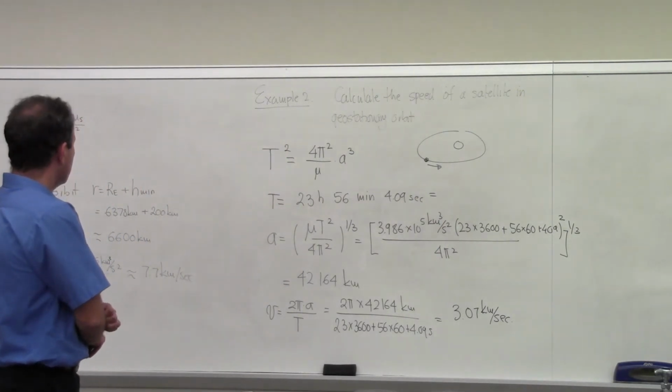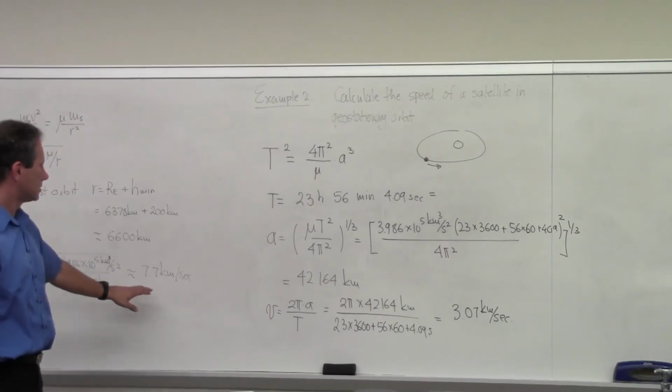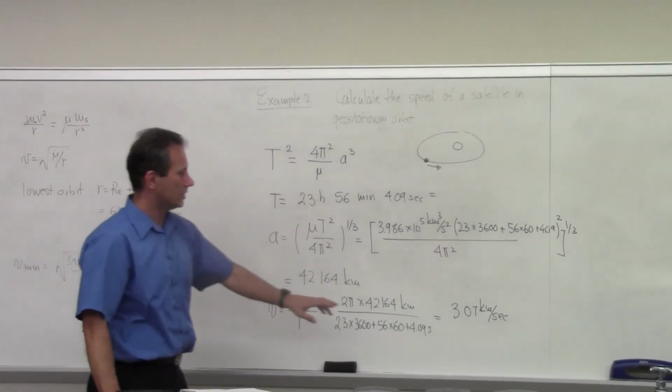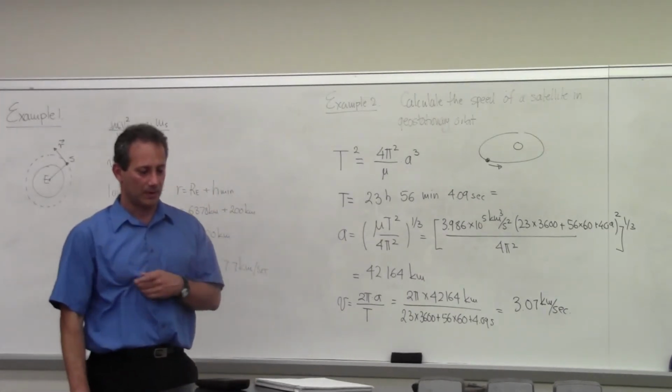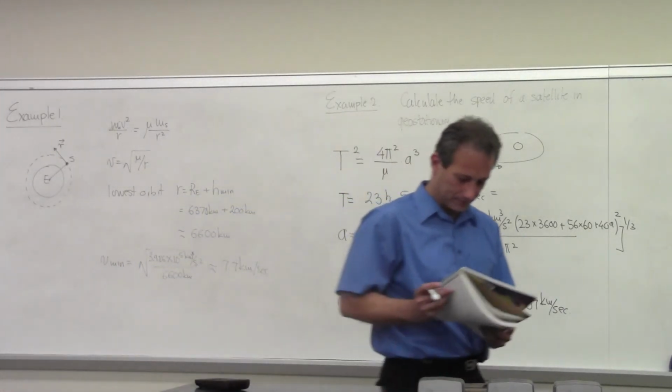Okay, so you can see the range, right? This is for LEO, and this is for geostationary satellites. All the others are in between in terms of the linear velocities.